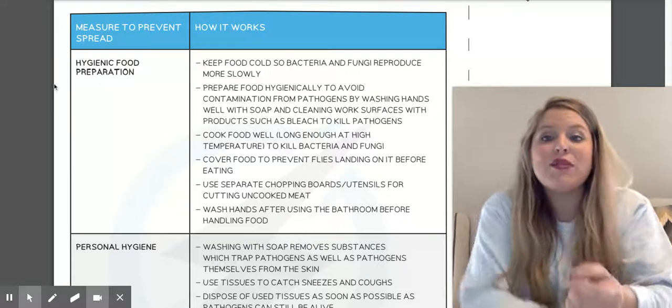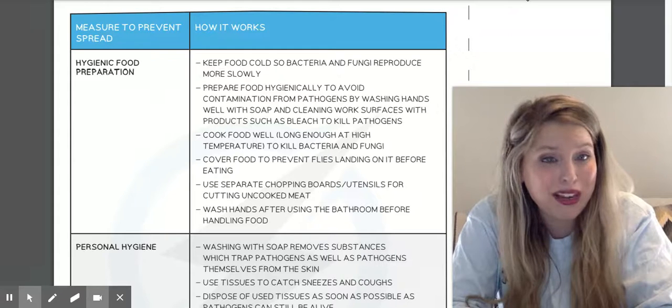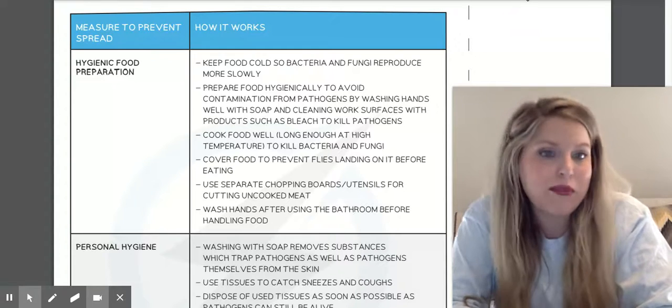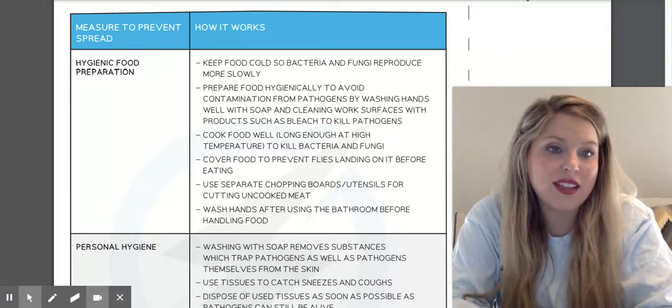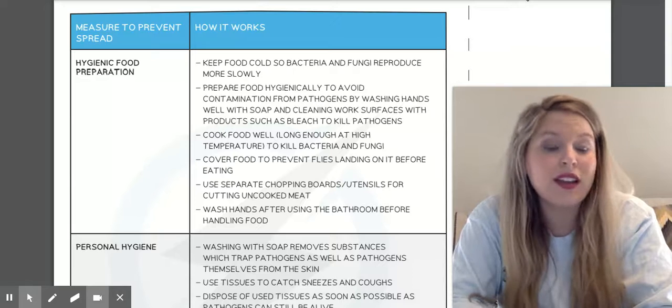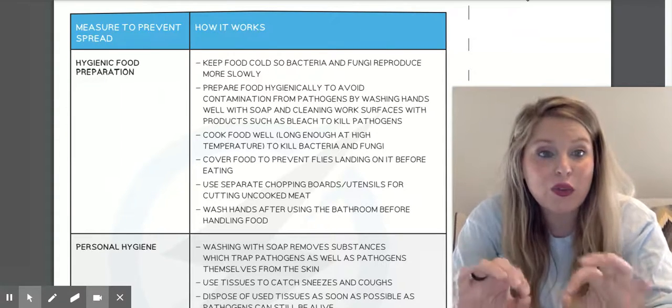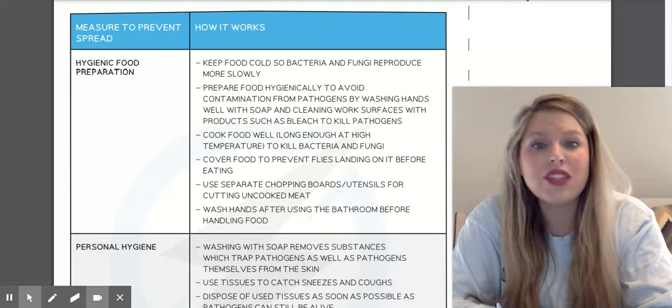So, ways that we can prevent the spread of pathogens. First would be hygienic food prep. It's incredibly important, and y'all are lucky enough to live in America where we have the Food and Drug Administration as well as local entities that go into restaurants and make sure food prep is occurring the way that it should. So, things that we need to look at.